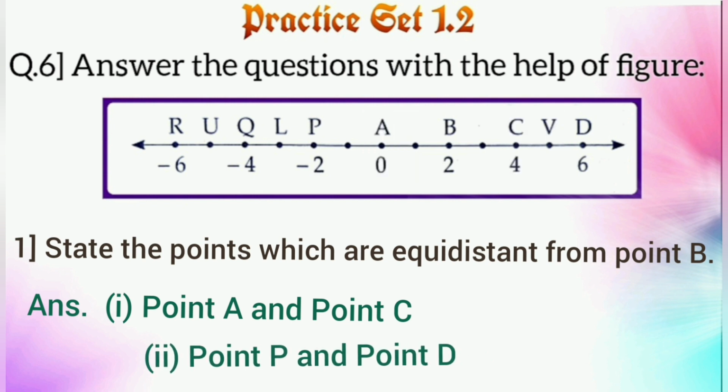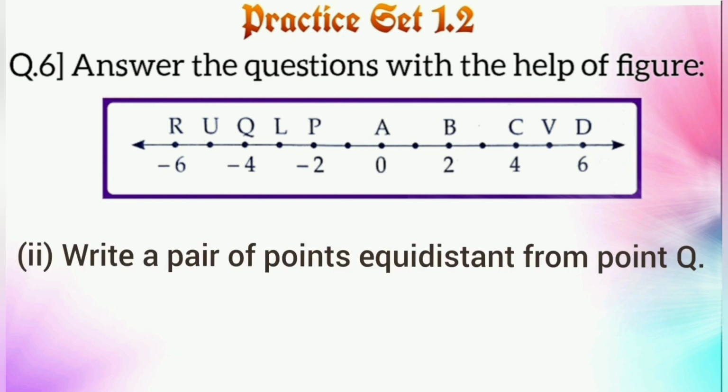Okay, so the two answers we get are point A and point C, and point P and point D. The second question in question number 6 is to write a pair of points equidistant from point Q. So let's see where point Q is. It has coordinate -4. So we have to find the points equidistant from point Q. You can see point R and point P.